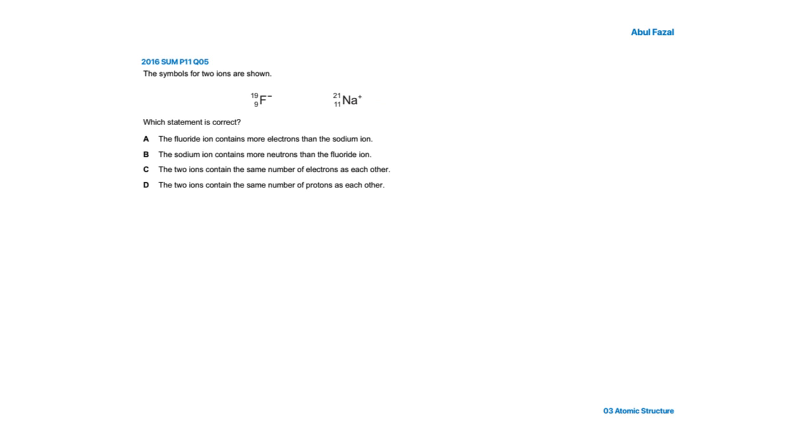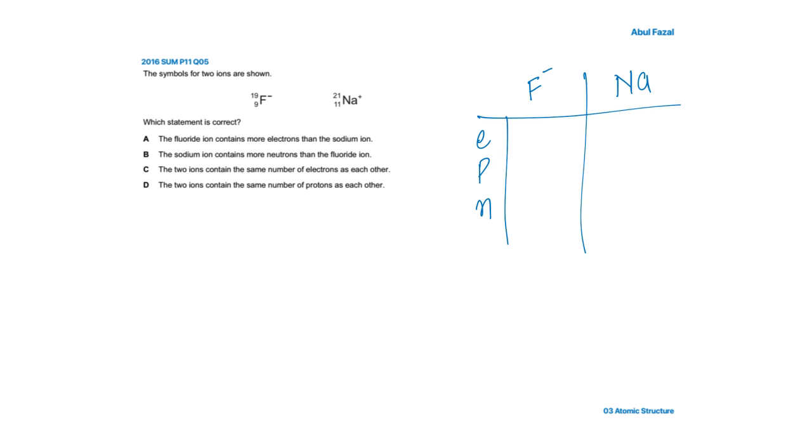All right, the symbols for 2 ions are shown. Which statement is correct? Now these statements, I don't like them. They're meant to confuse you, yeah? It's too much information. So the fluoride ion contains more electrons than sodium, so you have to compare this and that. So this is how I want you to solve questions like this. On the side, wherever you have time, write this down. Fluorine negative and sodium positive, and make a small table out of it. You know, go all out. Who's stopping you? Electrons, protons, and neutrons.